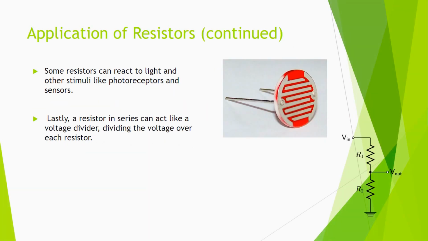Other applications of resistors: some resistors can react to light and other stimuli, like photoreceptors and other sensors. Lastly, resistors in series can act like a voltage divider, dividing the voltage over each resistor. In this diagram, you can see that the voltage out is actually 1/2 of the voltage in because it's divided among these two resistors.